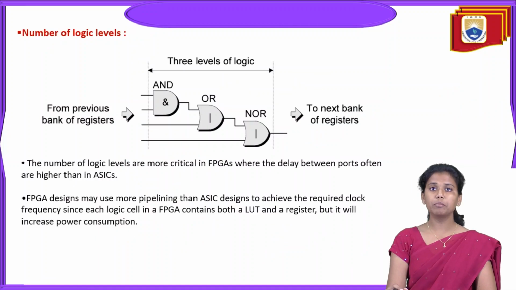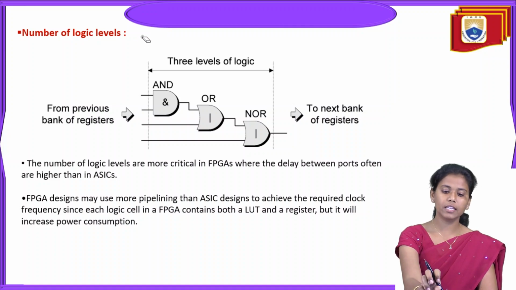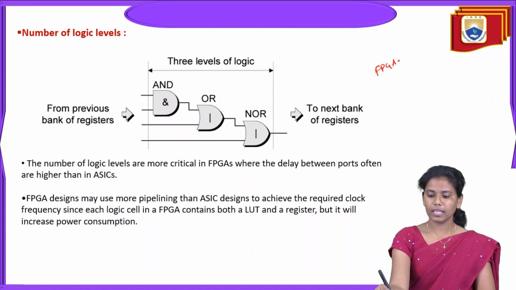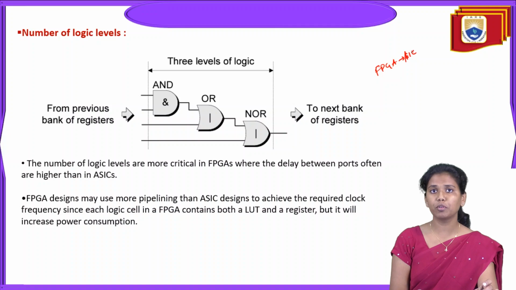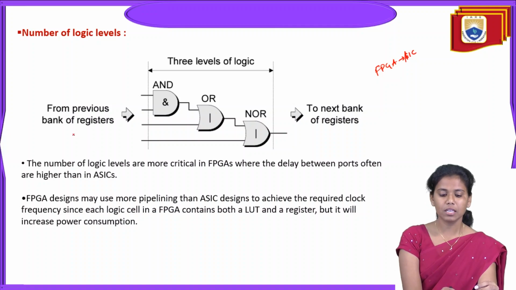And now we will see the number of logic levels. It is one of the categories that we see if your design is going from FPGA to ASIC. So the next is number of logic levels. This particular example talks about the logic levels from the previous bank of registers to the next bank of registers. So here we have 3 levels of logic.